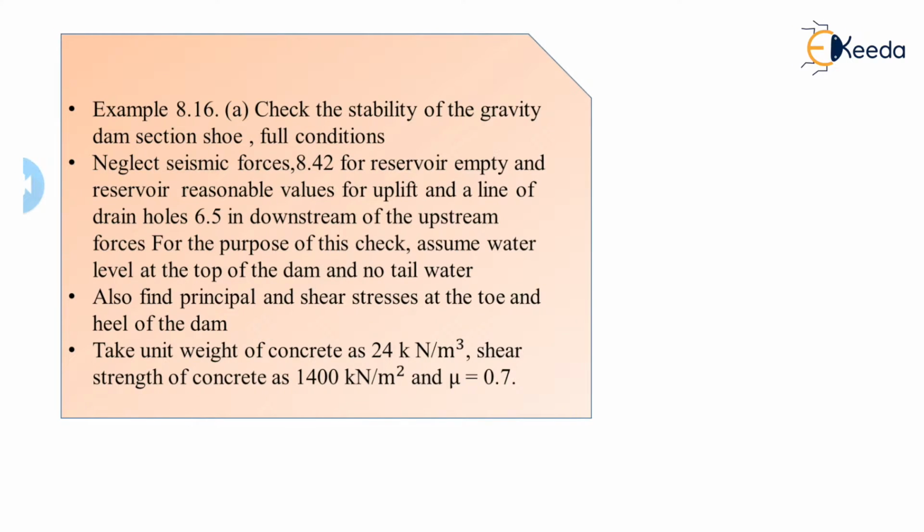Basically, we have to check the stability of a gravity dam: whether it is safe in overturning, safe in sliding, safe in the tension zone, and whether it is safe in the compression zone. We have to check it. So here two conditions will be given.